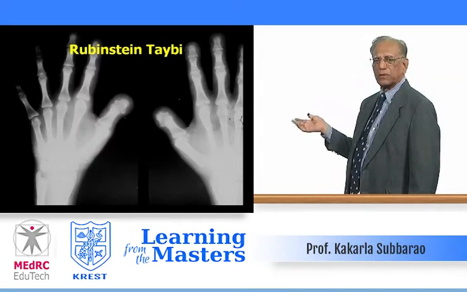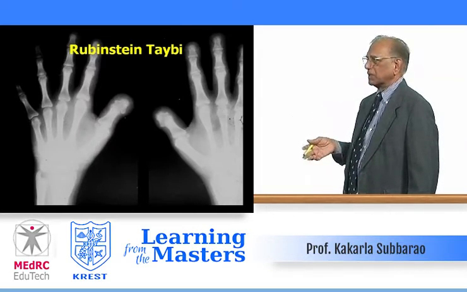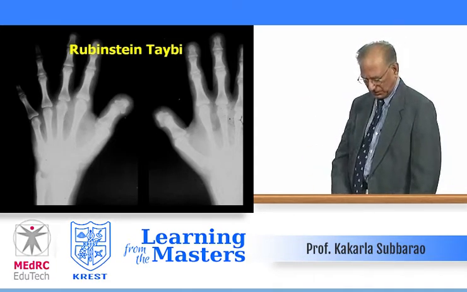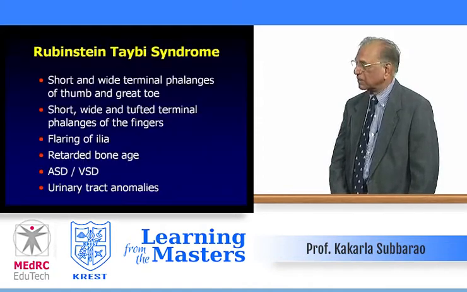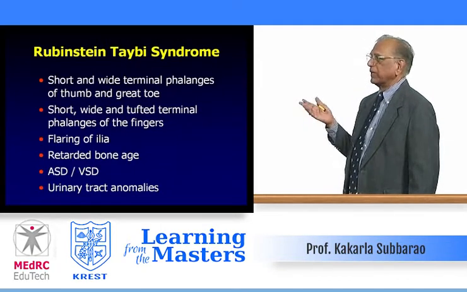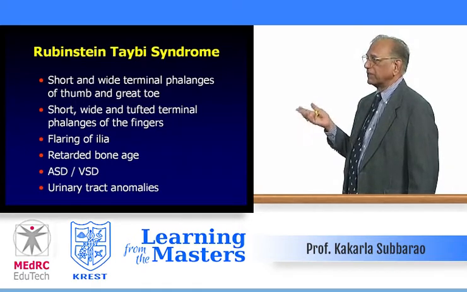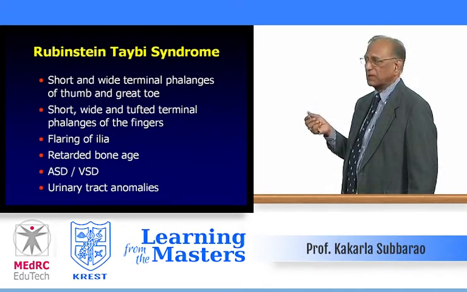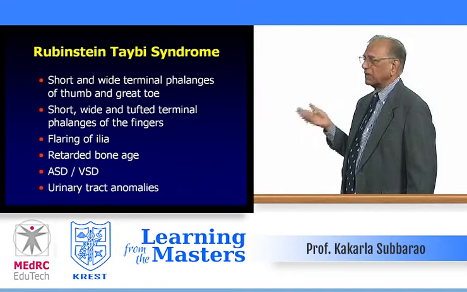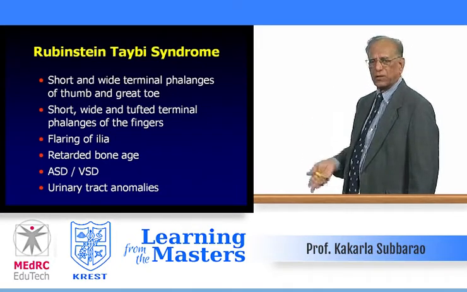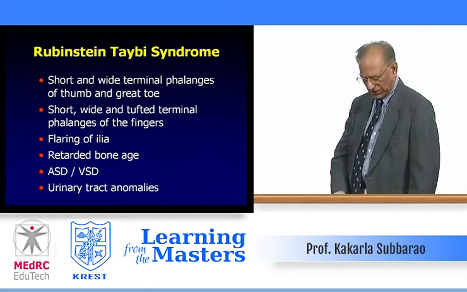Rubinstein-Taybi syndrome with congenital heart disease associated. Look at the short or split distal phalanges of the thumbs. Same thing occurs in the toes also. Short and wide terminal phalanges of thumb and great toe. Short, wide and tufted terminal phalanges of the fingers. Flaring of ilia, retarded bone age, either ASD or VSD, and occasionally you find urinary tract anomalies.